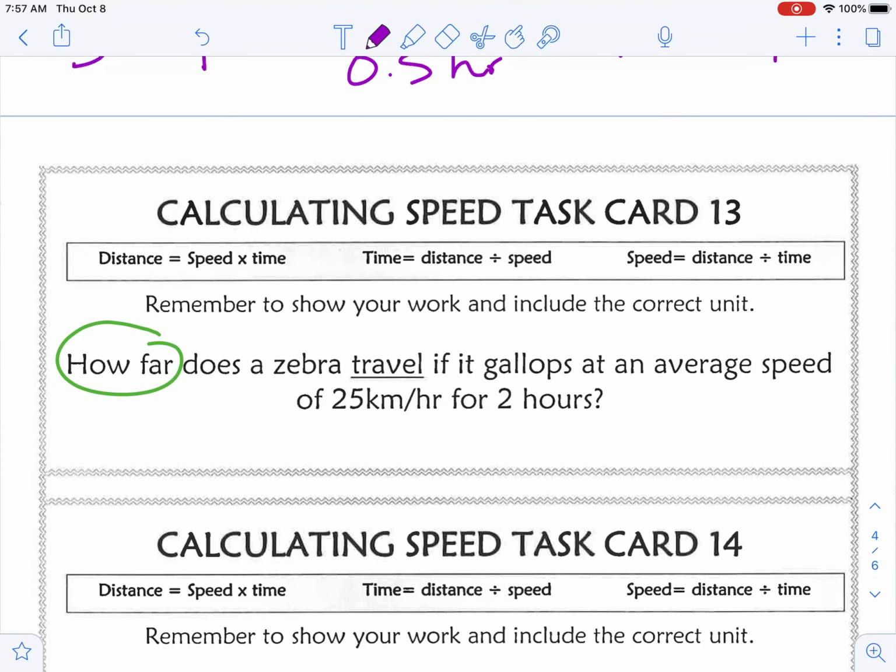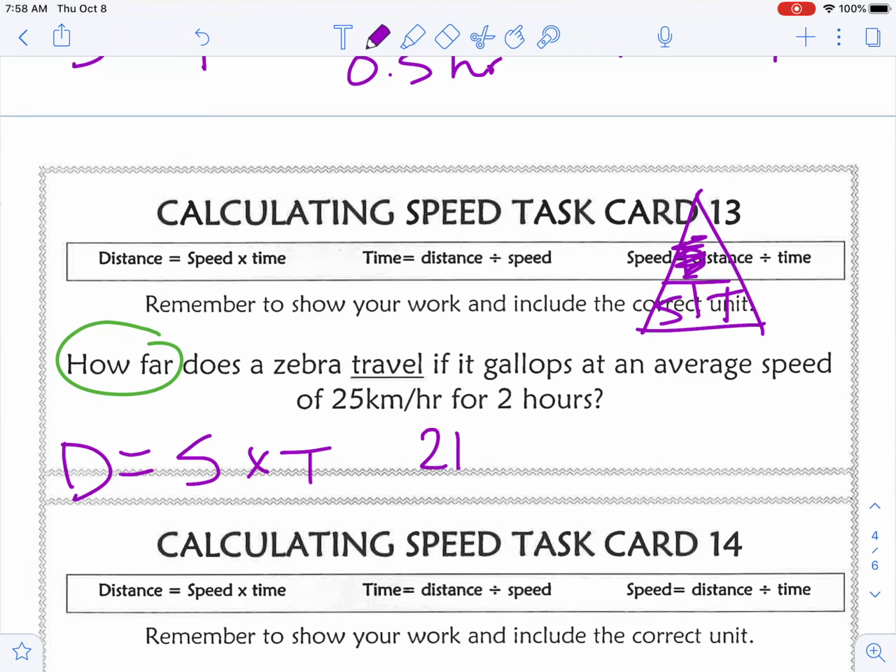Okay, how far does a zebra travel if it gallops at an average speed of 25 kilometers per hour for 2 hours? How far? That's distance. So I'm going to write my distance, speed, time triangle. I'm going to cover up distance because that's what I'm trying to solve for. So distance equals, and I can see my formula right there. So I'm going to plug in my numbers.